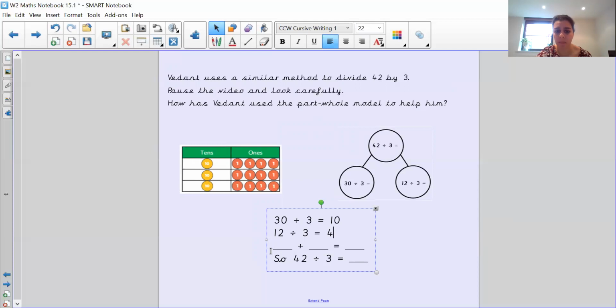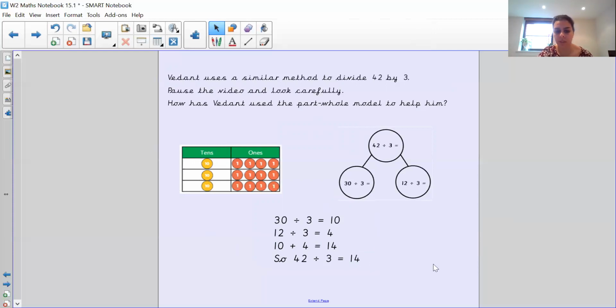You can then add them up because we want to put them all together. So I now can add my 10 and my 4, which are my answers here, which equals 14. So 42 divided by 3 equals 14.